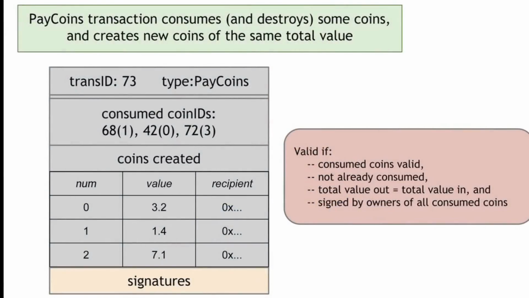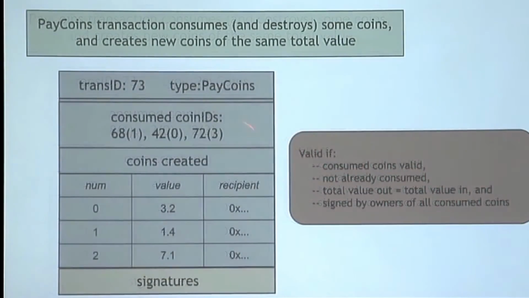The second kind of transaction we're going to talk about is a pay coins transaction. And this is a transaction that consumes some coins and destroys them and creates new coins of the same total value, but which might belong to different people. So over here on the left, we have an example of what a Pay coins transaction looks like. This is transaction ID number 73, let's say. Its type is Pay coins. We have here a list of the coins that this one consumes.